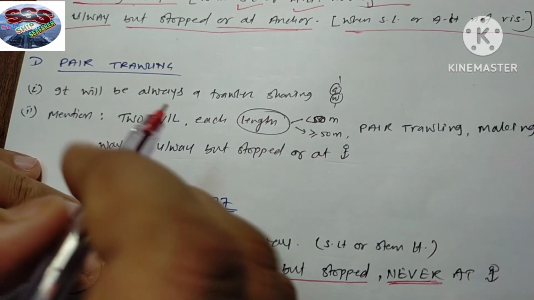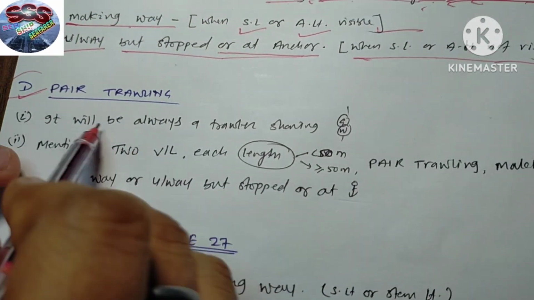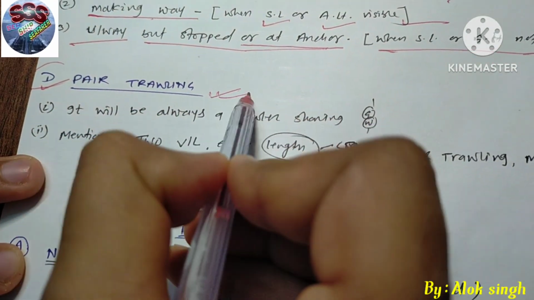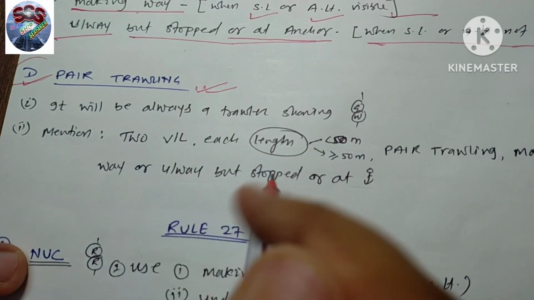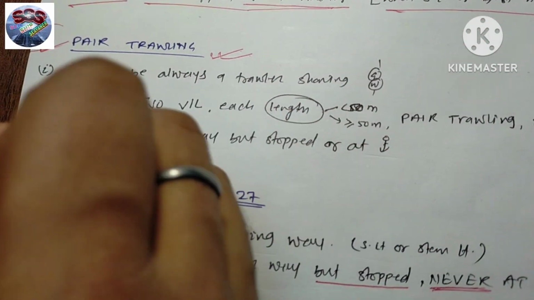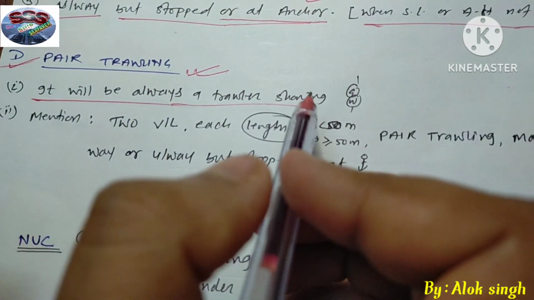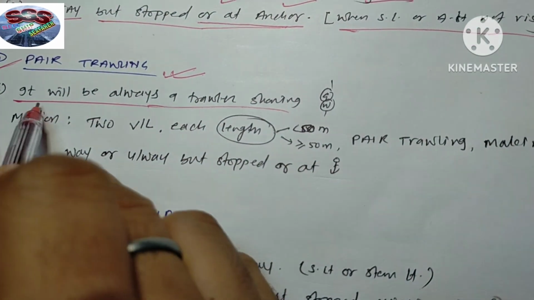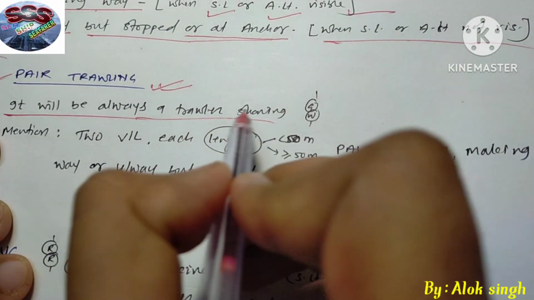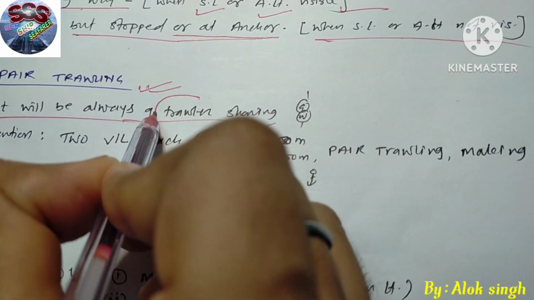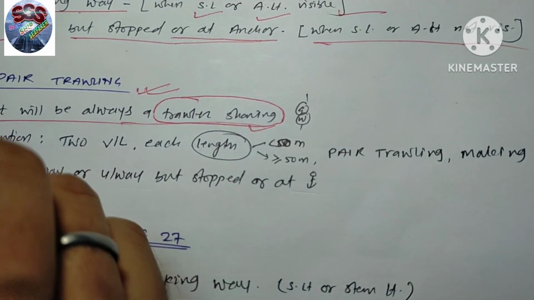So when the side light or external light are not visible. And the last condition in this one is when engaged in pair trawling and showing the two searchlights in front of the other vessel, as mentioned in the ROR card. That is self-explanatory, so I'm not going into detail on that. It will always be a trawler.